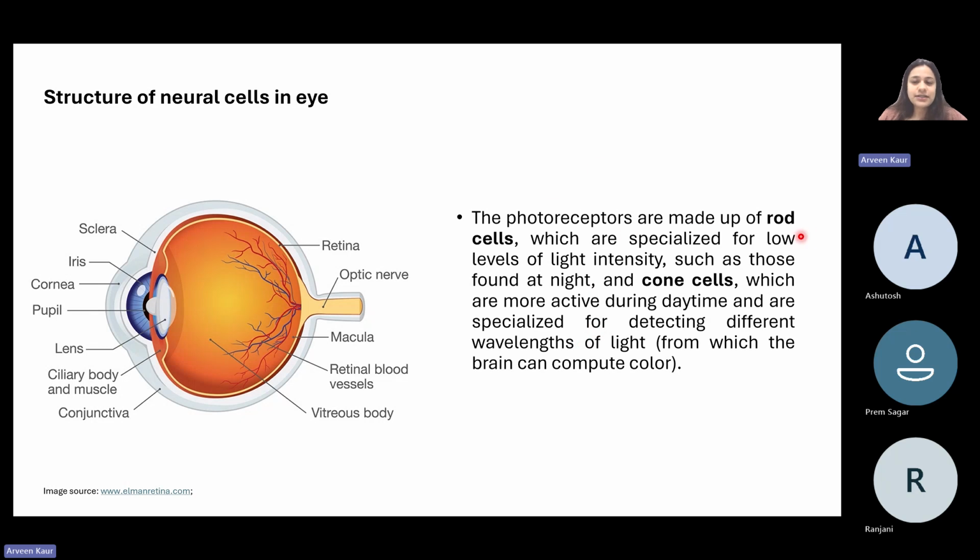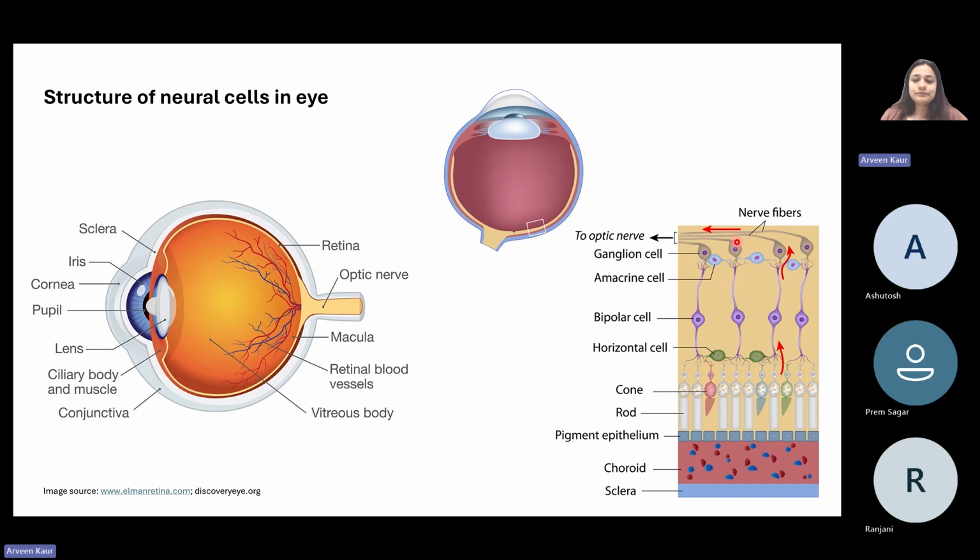The photoreceptors are made up of rod cells, which are specialized for low level of light intensity, such as those found at night, and the cone cells, which are more active during daytime and are specialized for detecting different wavelengths of light, from which the brain can compute color, right? As we discussed when we were looking at the ranges.